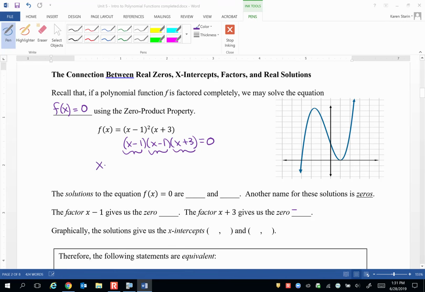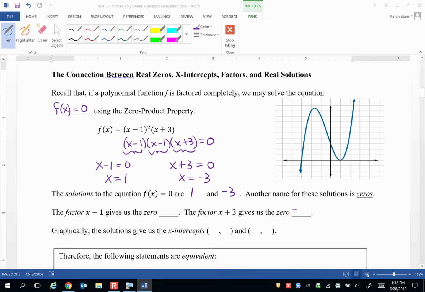So we have to solve, in this case, just two one-step algebraic problems. Either x minus 1 equals 0 or x plus 3 equals 0. So this solution would be, well, if x is 1, 1 minus 1 is 0. This solution would be negative 3, because negative 3 plus 3 would equal 0. So the solutions to the equation f of x equals 0 in this example are positive 1 and negative 3.